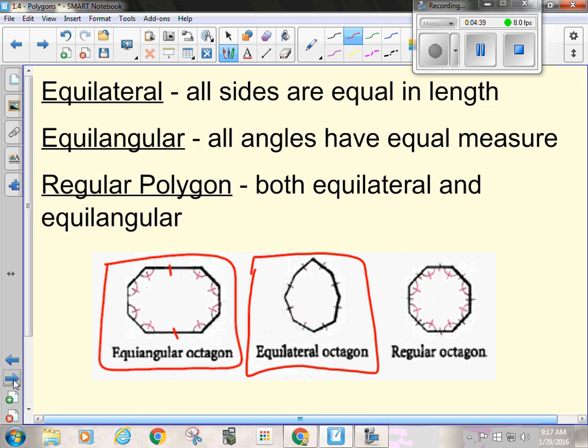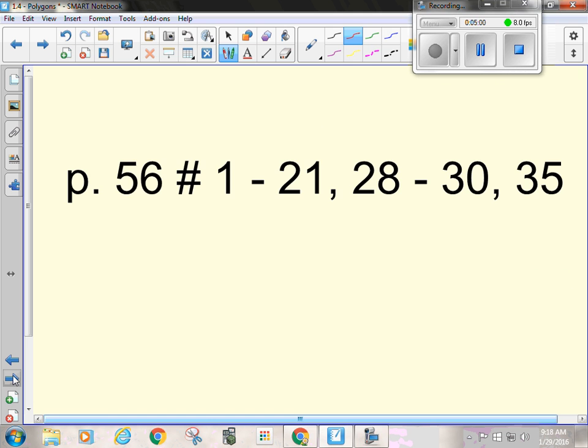And a regular polygon is when it is both equiangular and equilateral. So all the sides are the same in measure and all the angles are congruent too. So sides are congruent and angles are congruent. Then that becomes what's called a regular polygon. All right, so like I said, lots of vocab, but not too long for a video.